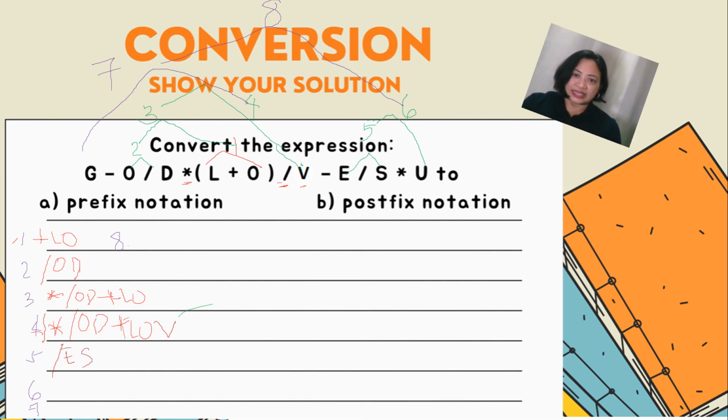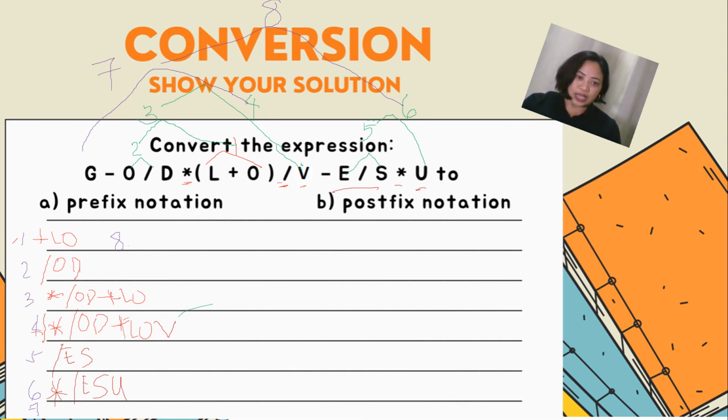Okay? And then number 6, we have number 5, multiply by U. So, 5 times U. So, operand number 5, copy lang natin, operand number 5, multiply sa U. So, since this is prefix, uunahin natin yung operator, operand number 5, and then U.